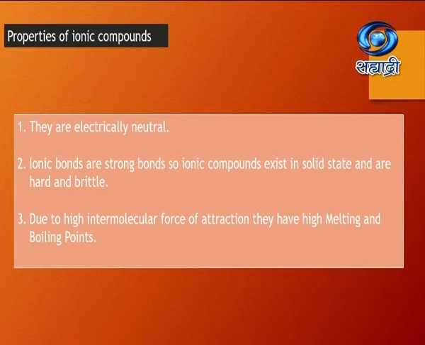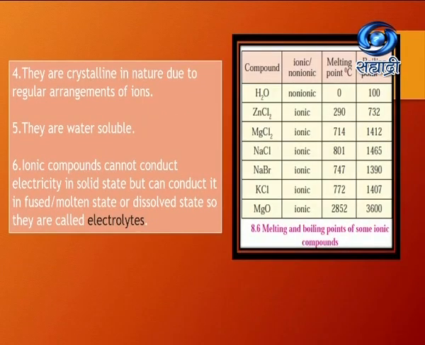Third property, due to high intermolecular force of attraction, they have high melting and boiling points. Next, they are crystalline in nature due to regular arrangement of ions. Fifth property, they are water soluble. Ionic compounds cannot conduct electricity in solid state but can conduct it in the fused or molten state, or when they are dissolved in some solvent. So they are called electrolytes.